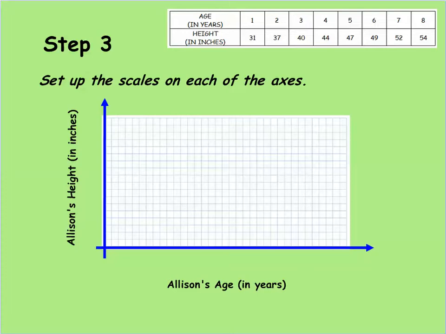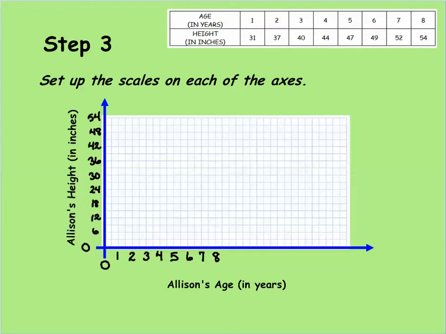To determine an appropriate scale, let's review our data. The information for Allison's age ranges from 1 to 8. Therefore, we can start at 0 on the x-axis and use a scale of a half a year.